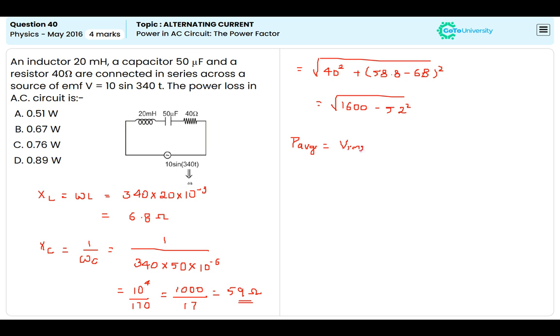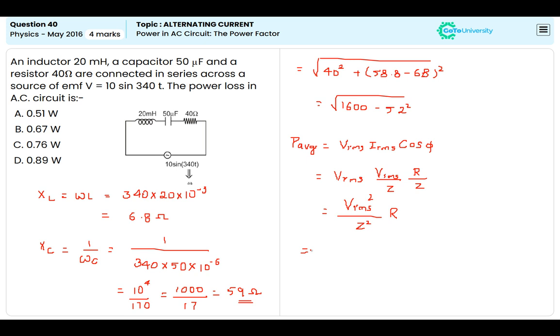VRMS into IRMS into cos of phi. If I substitute the values here, then VRMS into VRMS divided by Z into R divided by Z, which is equal to VRMS square divided by Z square into R.